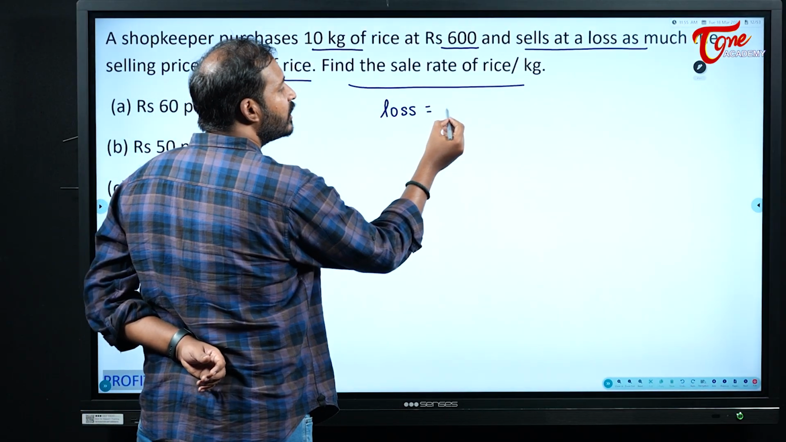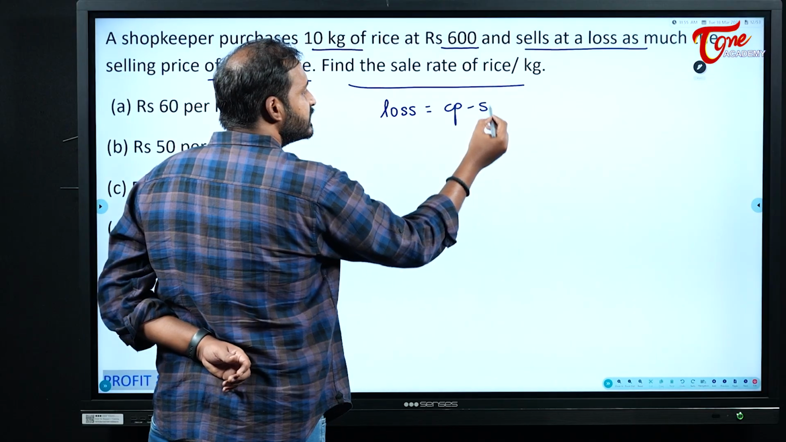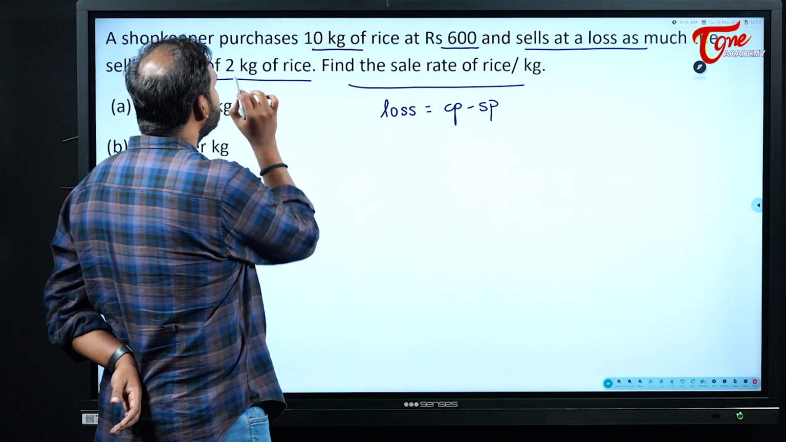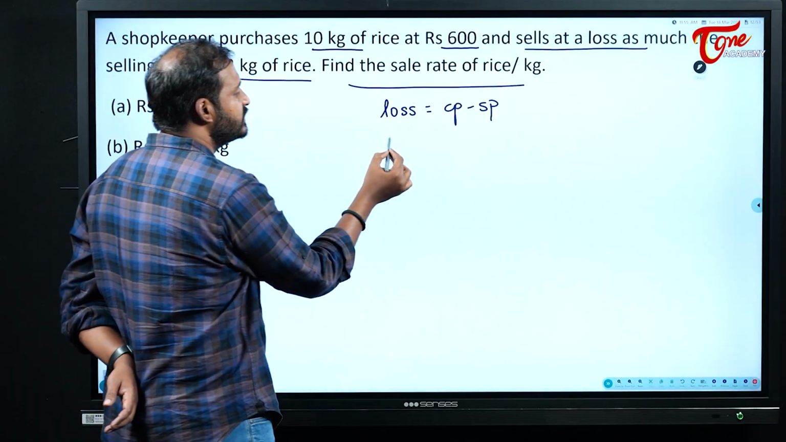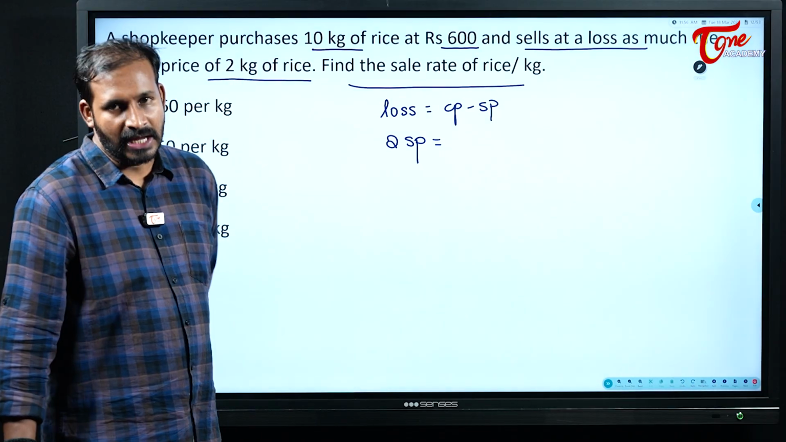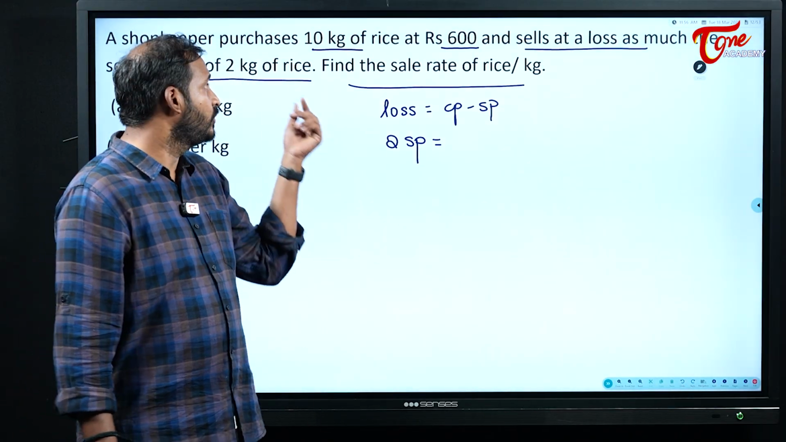Usually how do we calculate loss? Cost price minus selling price. Now, what is the loss he is incurring here? The sale price of 2 kg of rice. As usual, I will take it as 2 SP.